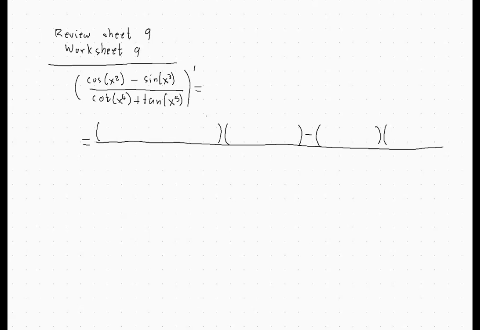So actually, let me put in the things that do not change. I can put in the denominator right here. That won't change. I can put the numerator right here. That doesn't change either. And then I will put the denominator right here.